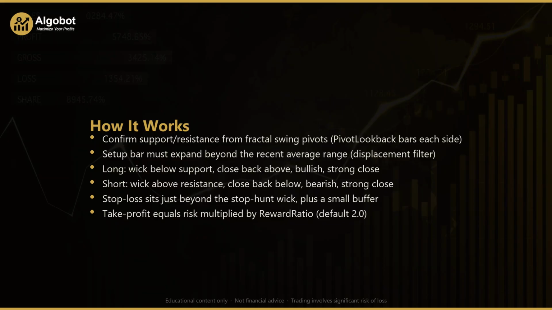The short side is a perfect mirror. The high pierces above resistance. The close finishes back below it. The candle is bearish, and the close sits in the lower part of its range. That triggers a sell at the bid.